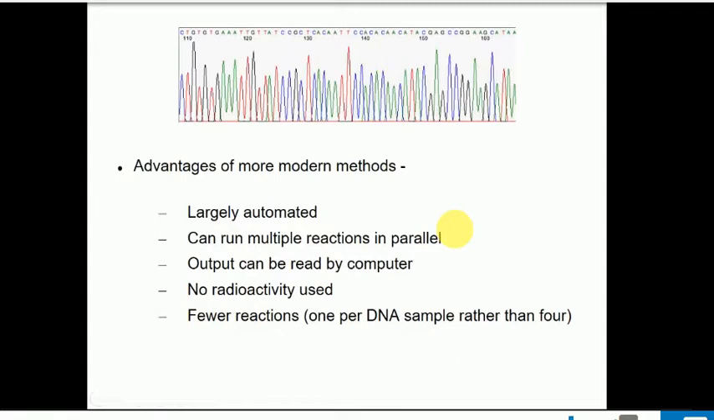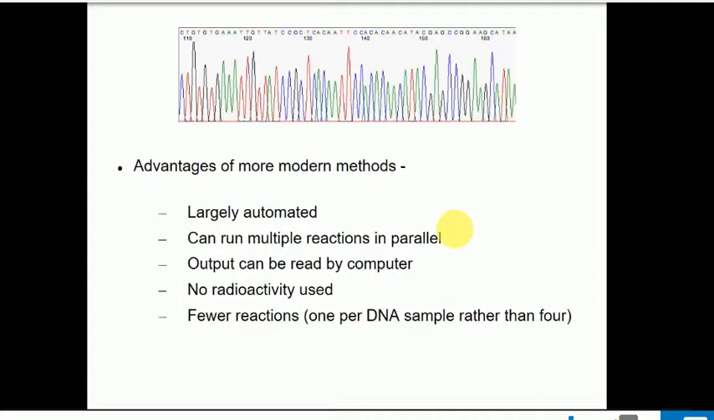So there's lots of advantages in doing it this way. It's largely automated, so you're not having to pour gels and do all the reactions yourself. It's all done for you. You can do many, many reactions in parallel, so a single sequencer can easily run hundreds of reactions at the same time. The output's all computer readable. You don't need to sit there and read the gel yourself. There's no radioactivity used, which is great from a safety point of view. And obviously there's fewer reactions because you're doing one tube rather than four tubes.